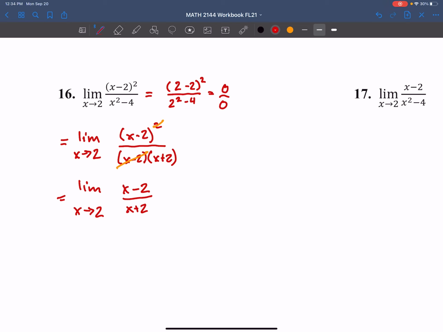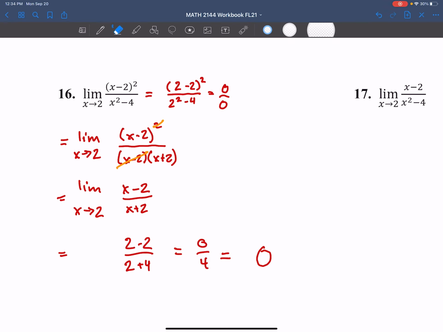Now when I plug it in, what do I get? I get 2 minus 2 over 2 plus 2, which is 0 over 4, which is 0. So notice that that is not a vertical asymptote here. Again, that would technically be a hole in the graph.